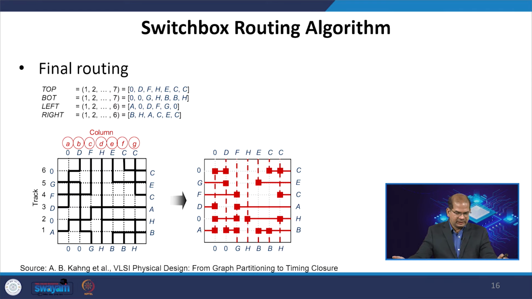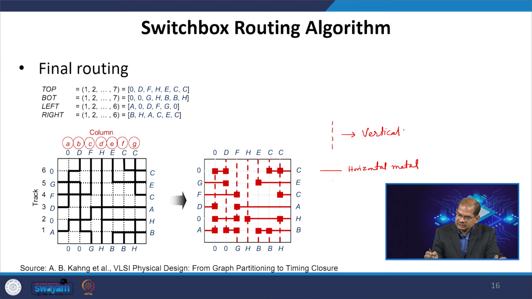Okay. So, if you can see here, this is the final switchbox routing, and you have 2 kinds of metal here. Why these 2 kinds of metal? One solid line is horizontal metal, and this dotted line is your vertical metal. To avoid any kind of conflict, we use a preferred direction for the metal. If we follow this kind of approach, we can do the routing in less time.